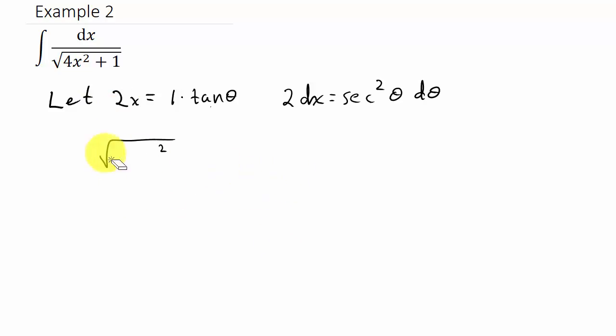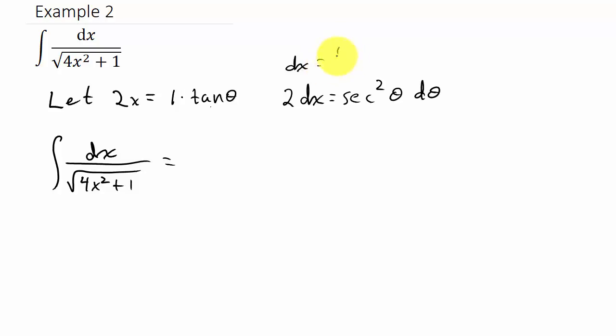Now let's write our problem down again. So we have dx over the square root of 4x squared plus 1. And now all we do is substitute in. We have 2 dx, so what we need to do is take this and solve it for dx. If we divide by 2, we get dx equals 1/2 secant squared theta d theta.